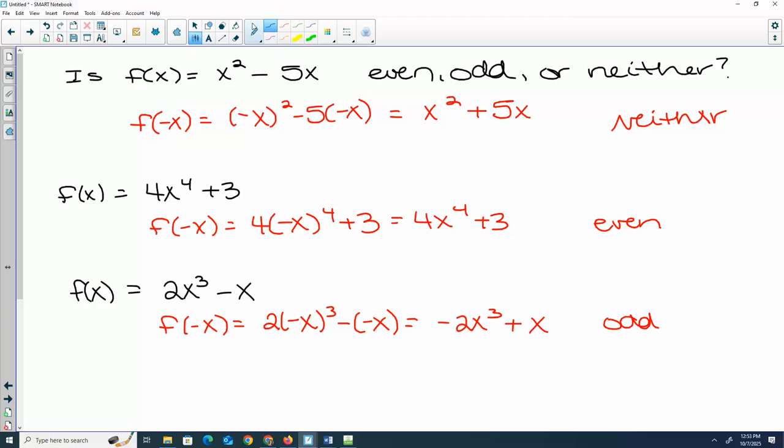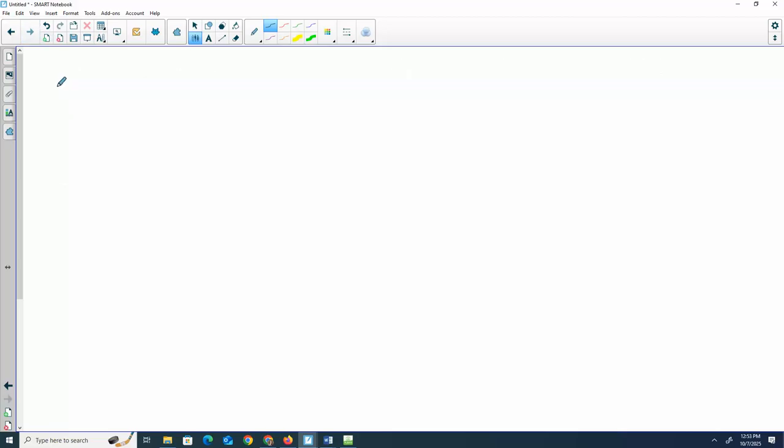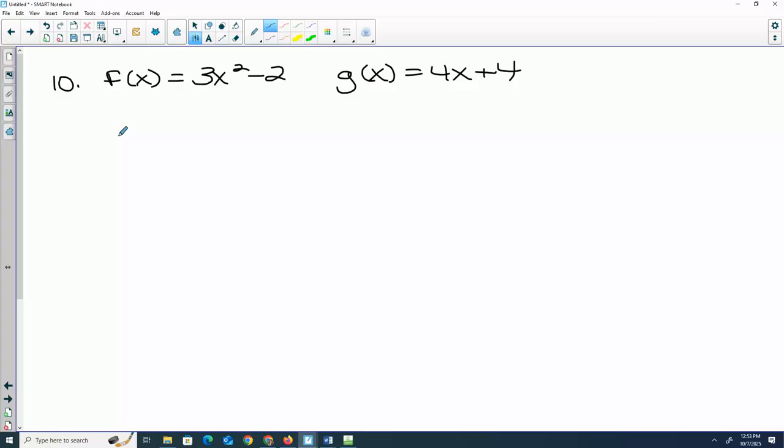So we are ready for question 10, part D. So, part D wants the domain of f divided by g. So let's set it up. If I did f divided by g.